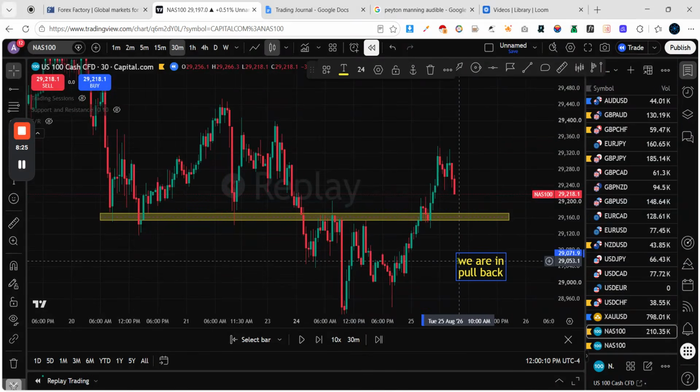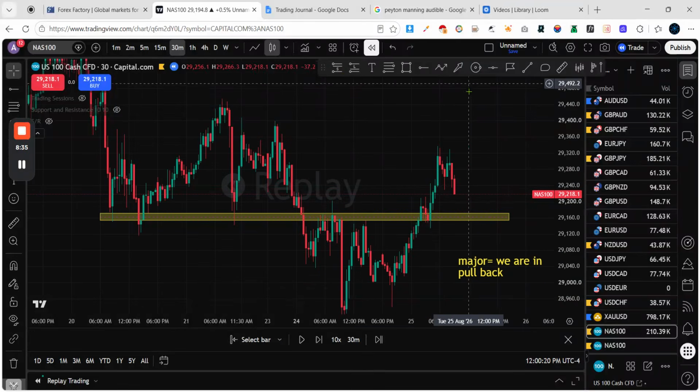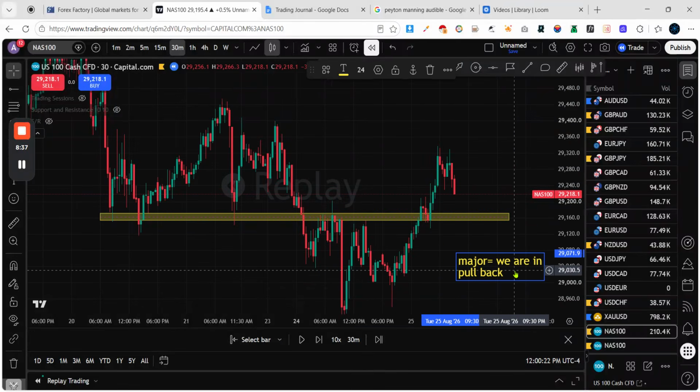So I'll say on a major time frame or major structure, this is where we're in a pullback. So that lets me know this right here is a pullback. This could be a reversal, right? We could reverse to up. Well, I'll say bullish. We could, but it depends.